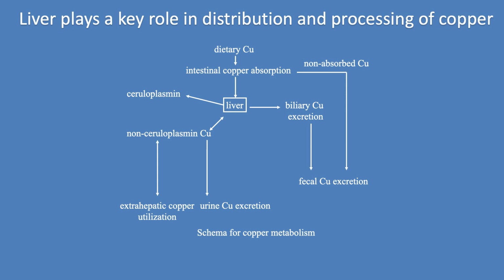As you can see here, the dietary copper is absorbed through the intestine and goes to the liver. The liver then packages and transports it in various manners. As Dr. Alla has gone through, it packages into ceruloplasmin and transports it. There's the non-ceruloplasmin copper that can be used for extrahepatic copper utilization. There's also the urine copper that is excreted, and we ask you to collect. And there's also biliary copper excretion. So you see the liver is playing a very central role in the regulation and processing of the copper.